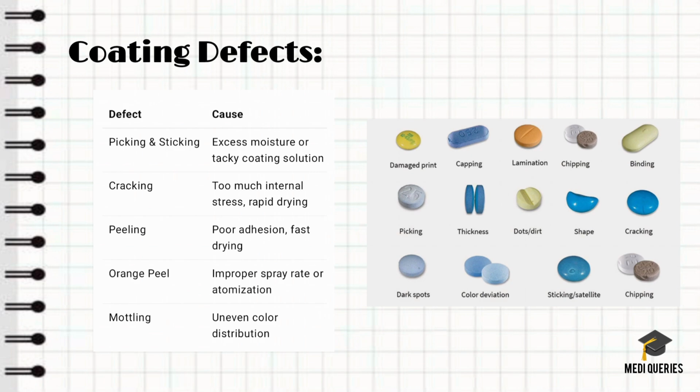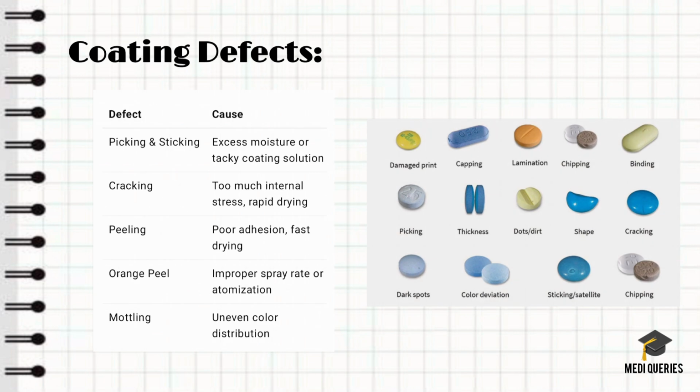The third one is peeling. The outermost layer of the coating material may get peeled off, which is seen in some conditions. This is mainly due to poor adhesion or fast drying. And the orange peel effect is also seen in some coated tablets. The orange peel effect is nothing but the outer layer of the coating material peeling off like an orange. This is mainly due to improper spray rates and atomization.